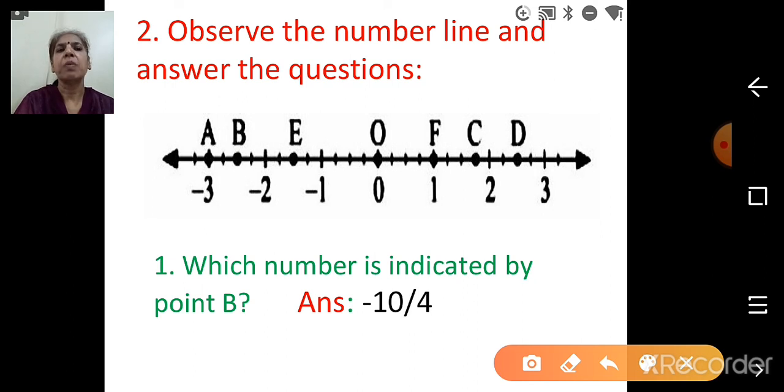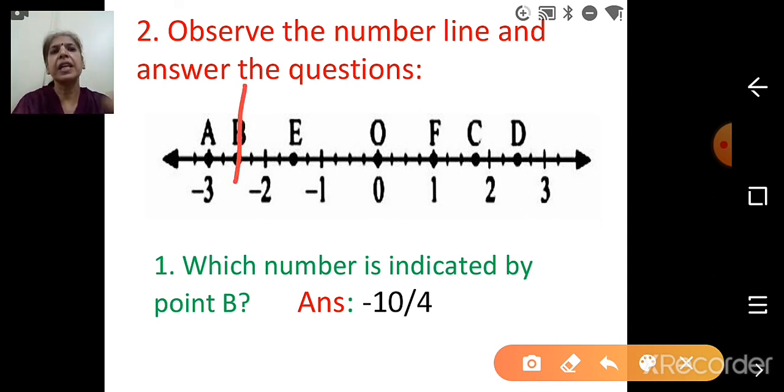And observe properly, each unit distance is divided into how many parts? If you observe properly, after 0 you count, you are getting 4 equal parts. If you see the small divisions that are there, each unit distance is divided into 4 equal parts. You can check them also: 1, 2, 3, 4. So this shows each unit distance is divided into 4 equal parts. It is nothing but the denominator is 4.